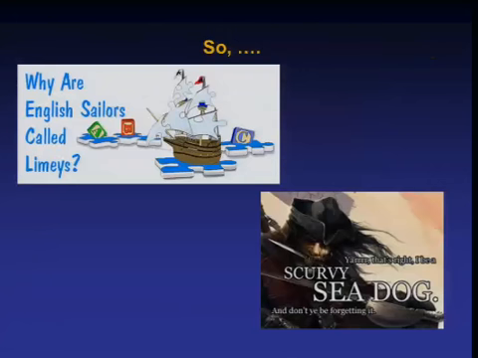So, who wants to answer the question? Why do they call English sailors limeys? Because once they figured out, when they put limes on board and they had the citrus to provide them with the vitamin C that they were lacking, they were able to do their jobs, all right?